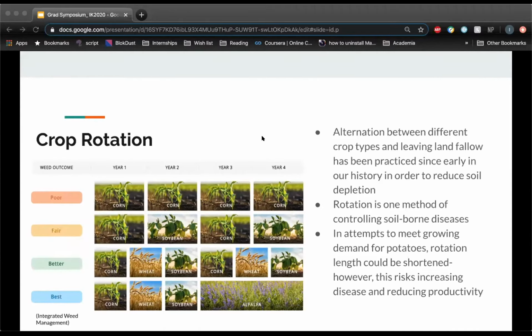One common management practice for crops is rotation. Alternation between different crop types and leaving land fallow has been practiced since early in human history or agricultural history to reduce soil depletion. So crop rotation, it was mentioned in the Bible, it was common during the Roman Empire. It's been around for a long time. And it's effective because it interrupts the pathogen life cycle in terms of time and space. And so rotation is one method of controlling soil-borne diseases.